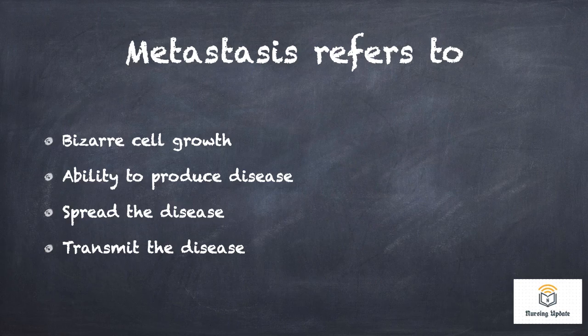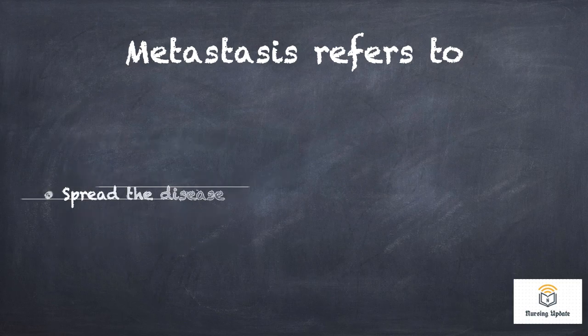So cancer is not able to transmit. Suppose a person is infected with head and neck carcinoma or lung cancer or breast cancer, the person next to them will not get the disease. But it will spread inside them. Suppose a woman is having breast cancer, there are chances that the disease metastasizes to the bone, or liver or lungs. That is known as metastasis. Metastasis means spread of the disease.